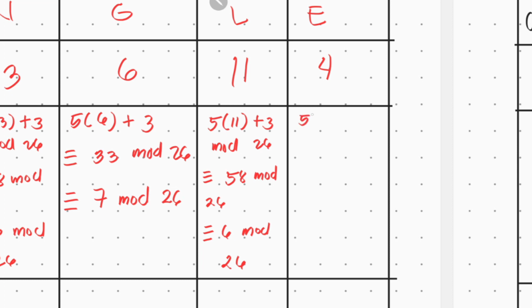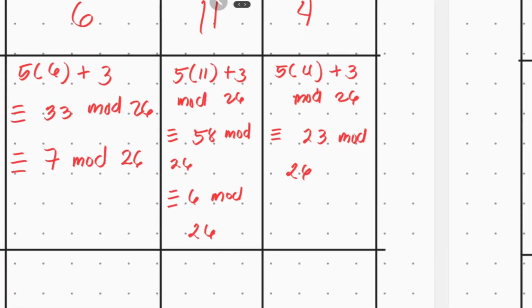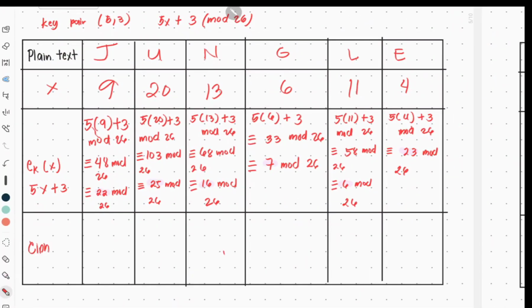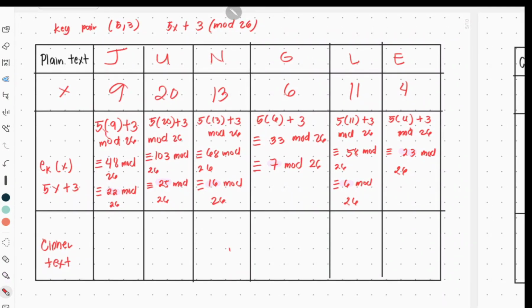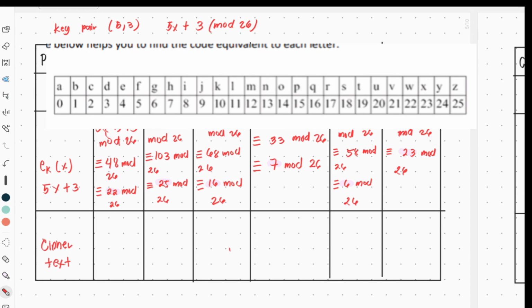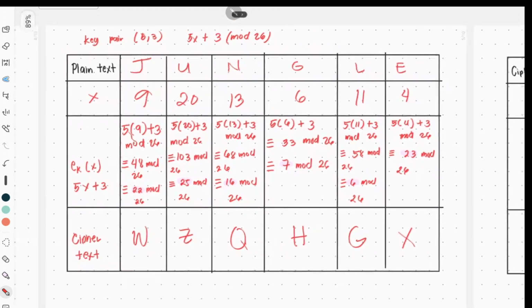And lastly, for E, substitute 5 times 4 plus 3 modulo 26, and you will get 23 modulo 26. Since 23 is less than 26, it is already the final answer. Put cipher text. Okay? Let's see from the table what is the corresponding letter to each integer. 22 corresponds to W, 25 corresponds to Z, 16 corresponds to Q, 7 corresponds to H, 6 corresponds to G, and 23 corresponds to X. And that is our encryption group.